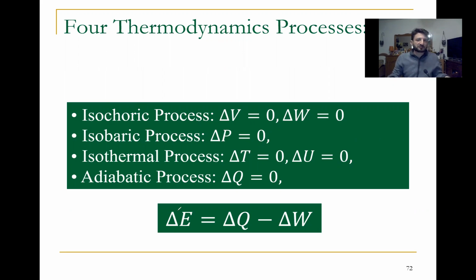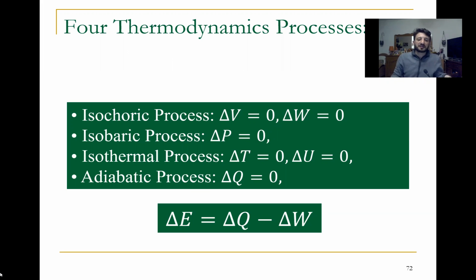V initial equals V final. I will talk in detail about each one, but in general, we don't have a change of volume, and omega equals the integral of PdV; as delta V equals 0, omega equals 0. Isobaric process: we have P constant between the initial state and the final state, delta P equals 0.